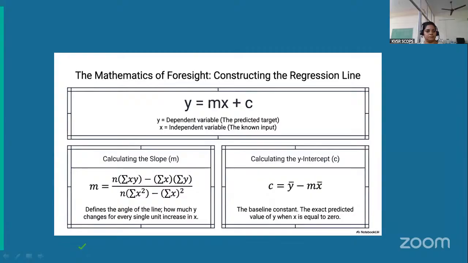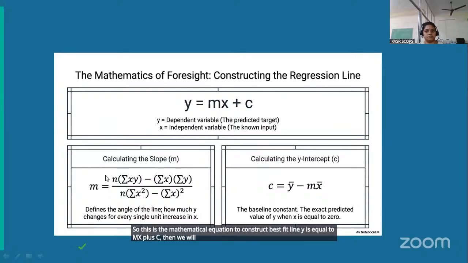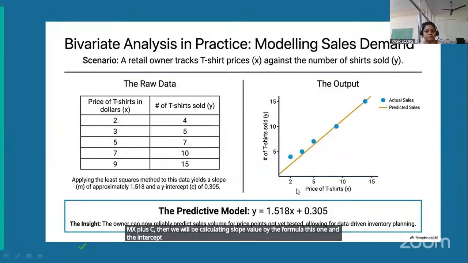So this is the mathematical equation to construct the best fit line: y is equal to mx plus c. Then we will be calculating the slope value by this formula, and the intercept value. From these values we analyze the data to give a y is equal to mx plus c equation, and this equation will be used as a predictive model. Whenever you have a new x value, you put it over here and find out the y value. This is about univariate and bivariate analysis.